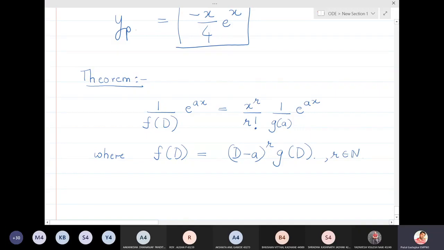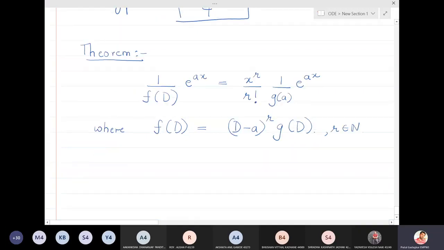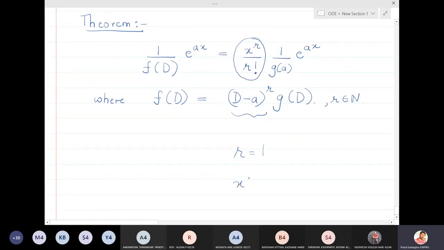Do you understand this formula now? This formula says that if the factor is coming r times, then instead of multiplying just by x, you will now multiply by x^r upon r factorial. So put r equal to 1. If you put r equal to 1, you just multiply by x^1 upon 1 factorial, and we have already been doing this. x^1 upon 1 factorial means just x.